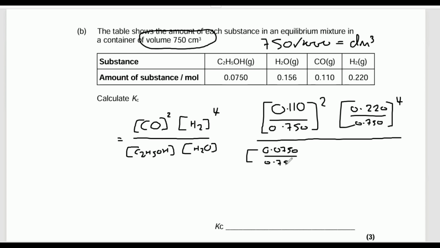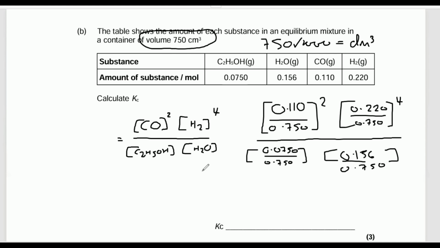So 0.0750 divided by 0.750. And then we have water, which is 0.156 over 0.750. So you just need to plug all of that into the calculator and you should get the answer.